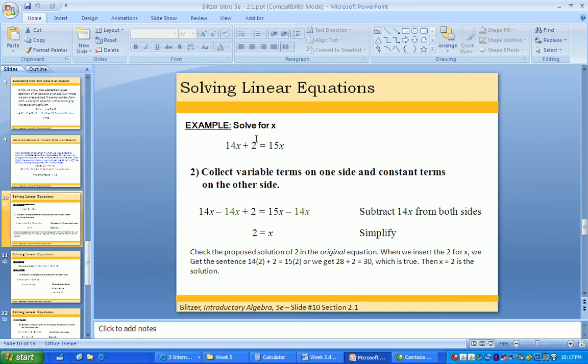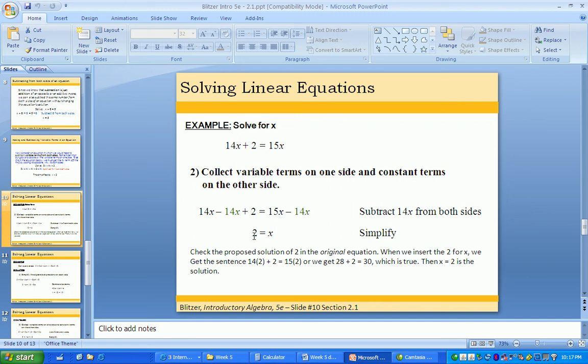So we do that by saying, okay, let's get rid of this 14x. We get rid of the 14x by subtracting 14x, and we can do that as long as we do it to both sides. We got to do it to both sides. So now if we subtract 14x from 15x, we end up with just 1x, and we end up with a 2 on the other side. So x is equal to 2, or 2 is equal to x, and that's our answer.